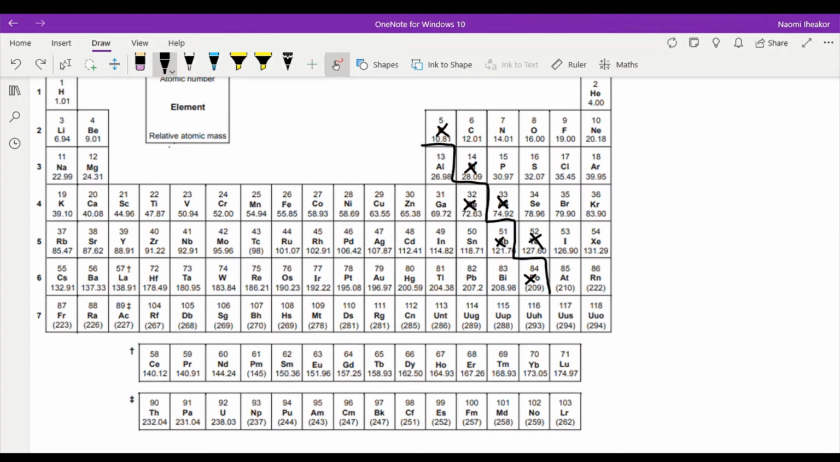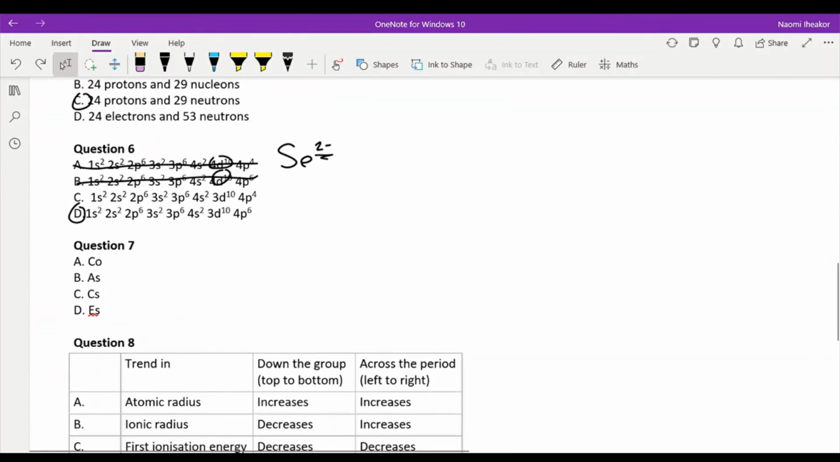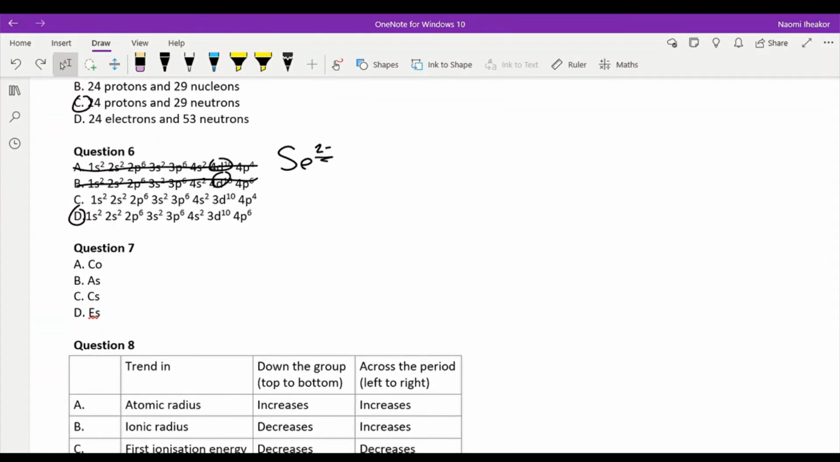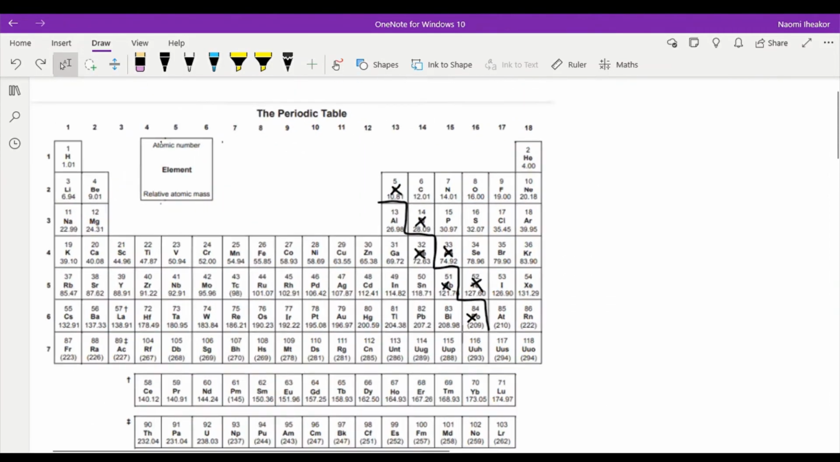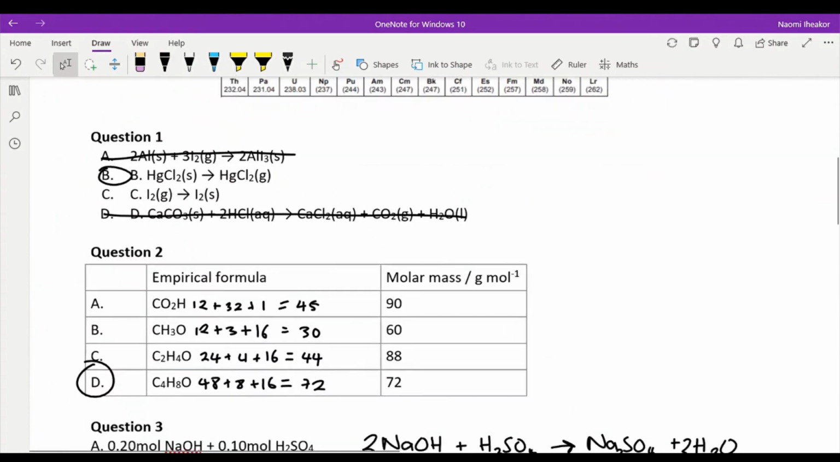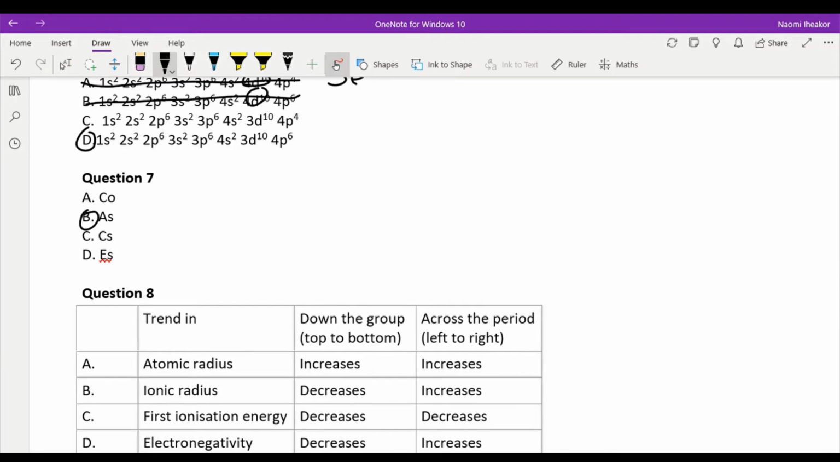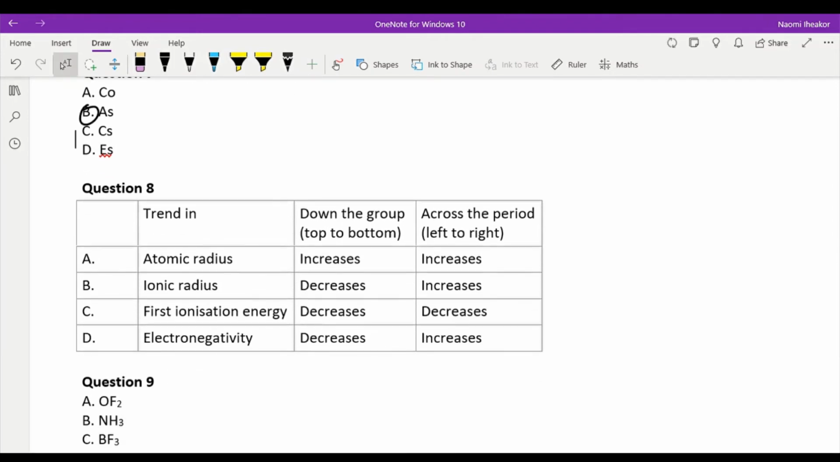So if we have a look here, what were our options? Go back down to the question. It looks like it will be B. B will be the correct answer, because if we come up here, we see arsenic there. Arsenic is a metalloid. So come back to the question, B, arsenic. Question 7, B is the correct answer. Question 8. Which periodic trend is described correctly?